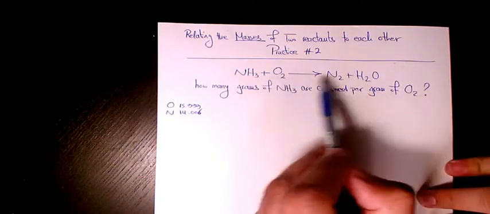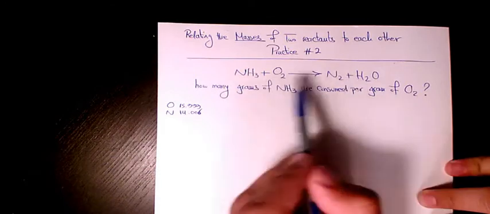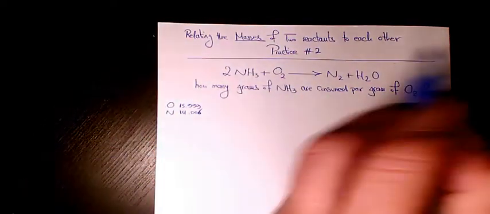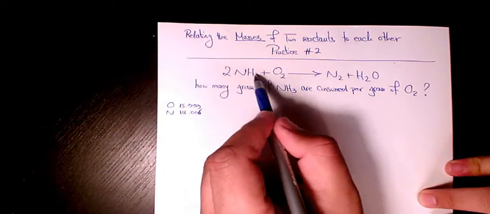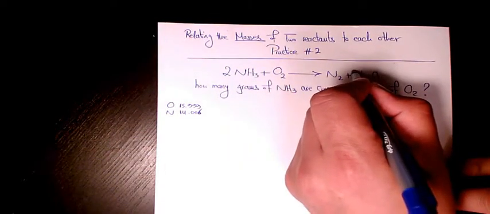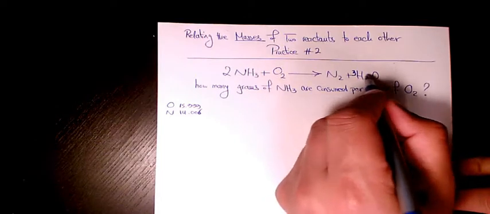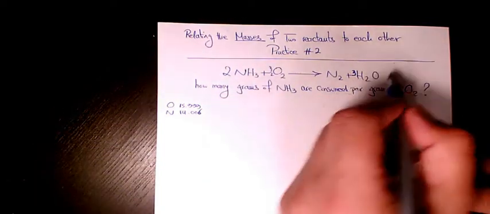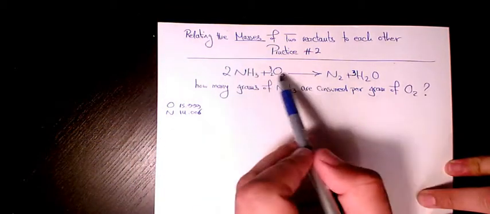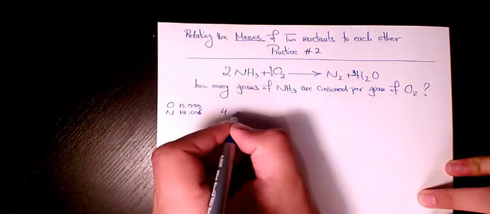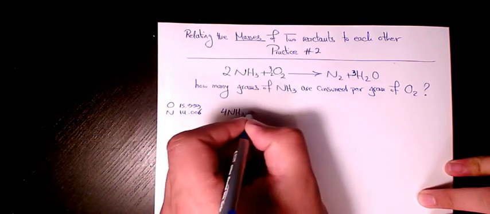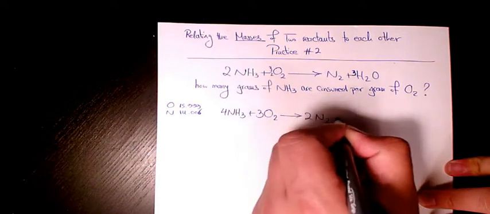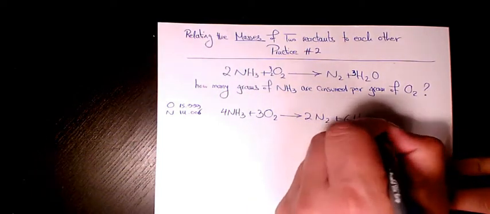So the first thing I need to know is if it's balanced or not. As you see here, it's not balanced. So we have 2 nitrogen here and 2 times 3 here, 6, so it's going to be 3. And then we have 3 oxygen, so it's going to be 3 over 2. So it's better to multiply everything by 2 to get rid of this fraction. So it will be 4 NH3 plus 3 O2 gives us 2 N2 plus 6 H2O.